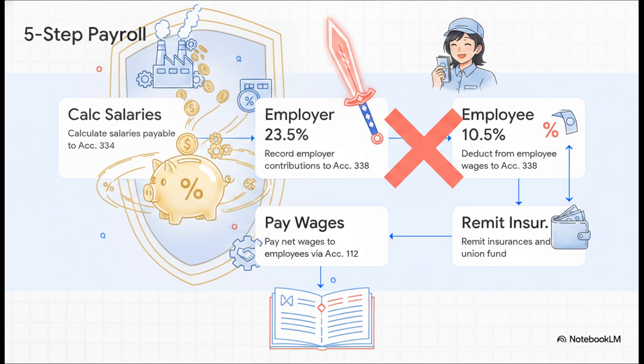That 23.5% employer contribution, which covers social, health, and unemployment insurance, plus union fees, that's a company expense. It gets added directly to the overall production cost. But that 10.5% in step 3, that is a deduction taken straight out of the employee's gross wage. It does not increase the company's production cost, it just shrinks the worker's take-home pay. Make sure you draw a hard line between these two when you're doing your journal entries.